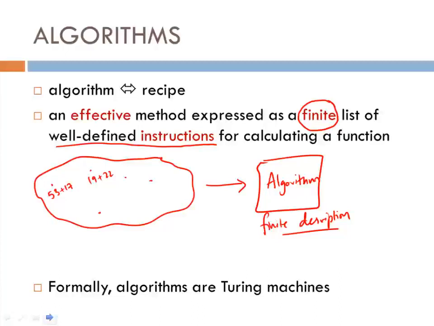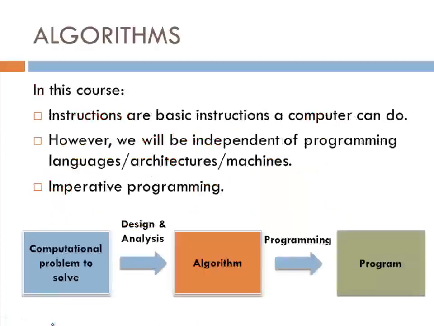We will not use Turing machines in this course. We will instead use a much more informal notation. So in this course, instructions are basic steps that a program can definitely do. For example, if I have an array and an index into the array to get to the next element, I know a computer can do that. I know that a computer can add numbers, and so on.